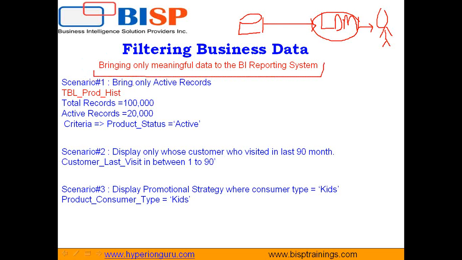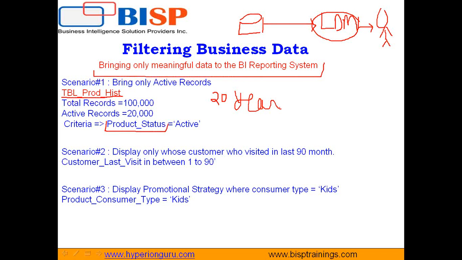Let's take a couple of examples. In our case, there is a dimension called product. I have given a source table name as TBL product history, right? And in TBL product history, there's a column called product status. This is a pretty old table. Let's say this is 20 years old. We are managing data for the last 20 years, pretty old, right?